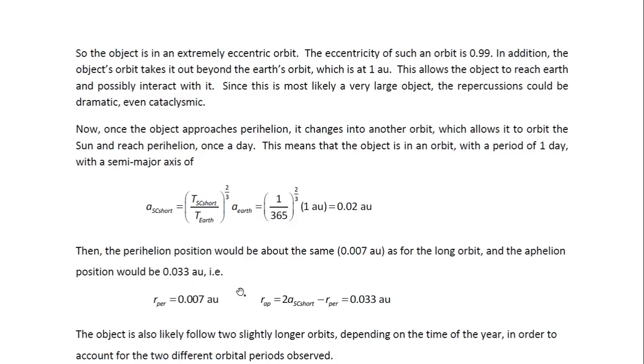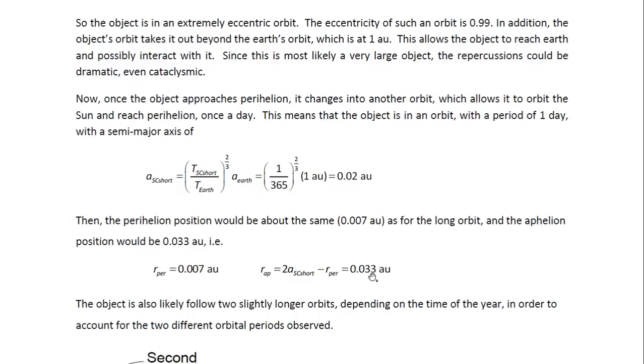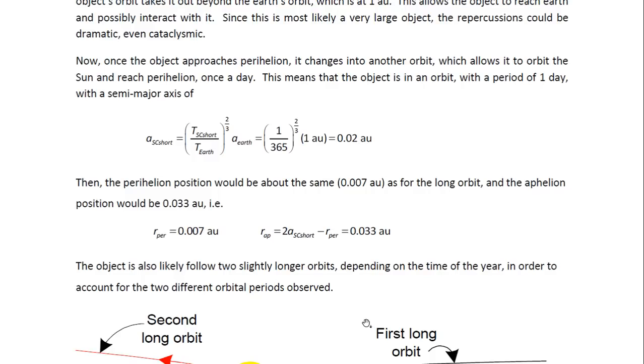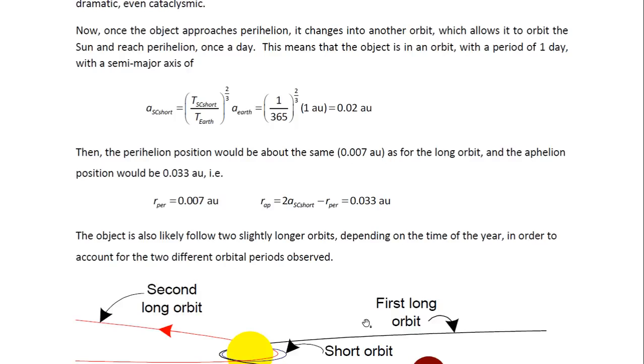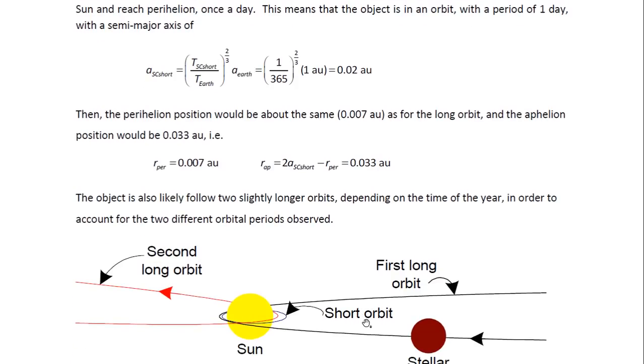Now, once the object approaches perihelion, it changes into another orbit, which allows it to orbit the sun and reach perihelion once a day. This means that the object is in an orbit with a period of 1 day with a semi-major axis of 0.02 AU. Then the perihelion position would be the same, 0.007 AU, which means that the aphelion position turns out to be 0.033 AU. The object is also likely to follow 2 slightly longer orbits, depending on the time of the year, in order to account for the two different orbital periods observed.